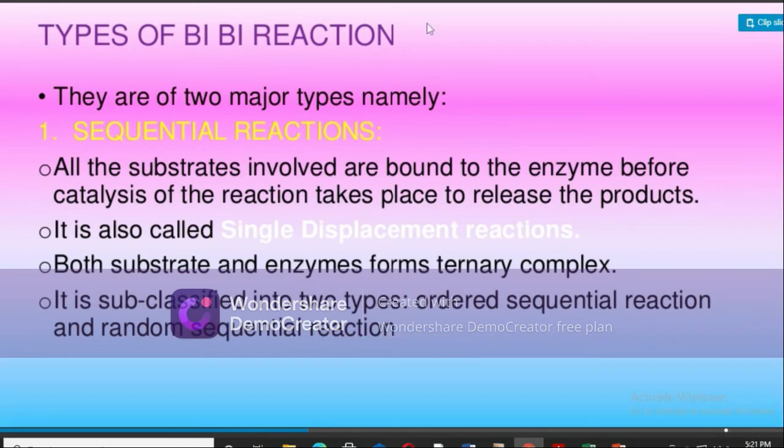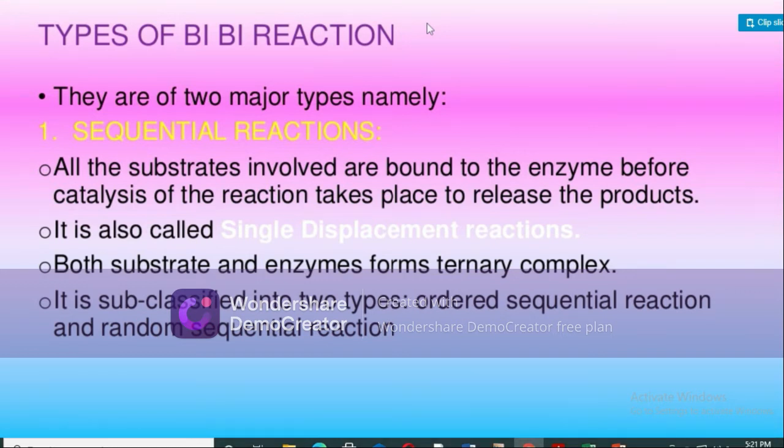Then types of bi reaction. So we have types of them. There are two major types. We have sequential reactions. So the sequential reactions, it means that all the substrates involved are bound to the enzyme before catalysis of the reaction takes place to release the products.